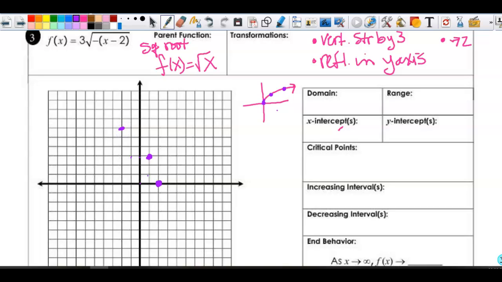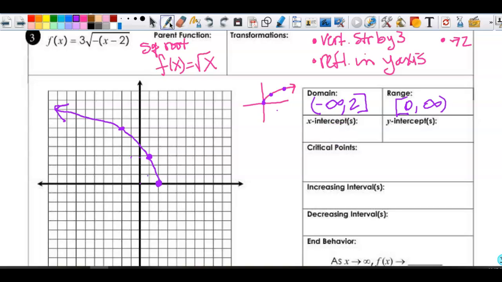Then when I draw this in, it looks something like that. I'm so shaky. Okay. So then my domain, my x values, I'm going from negative infinity to 2. I'm including the 2, never include infinities. My range, I start at 0 and I go to infinity. Never include the infinities. I am including my 0.